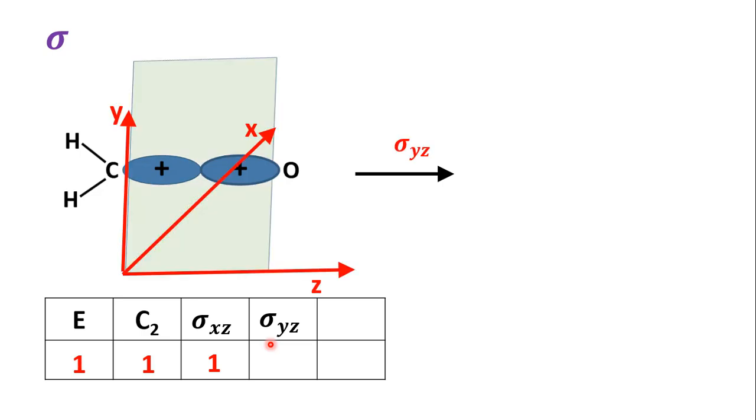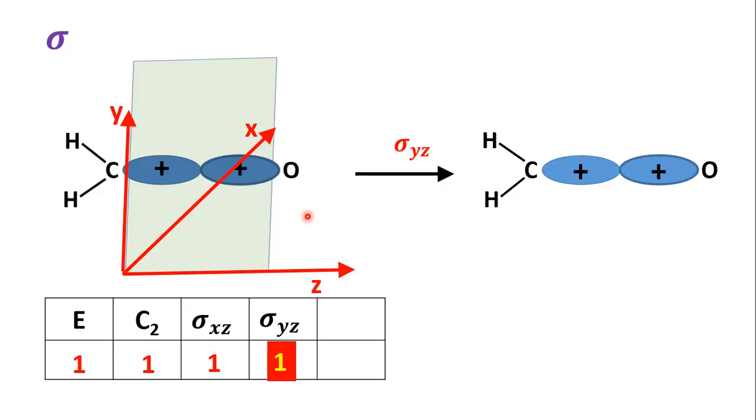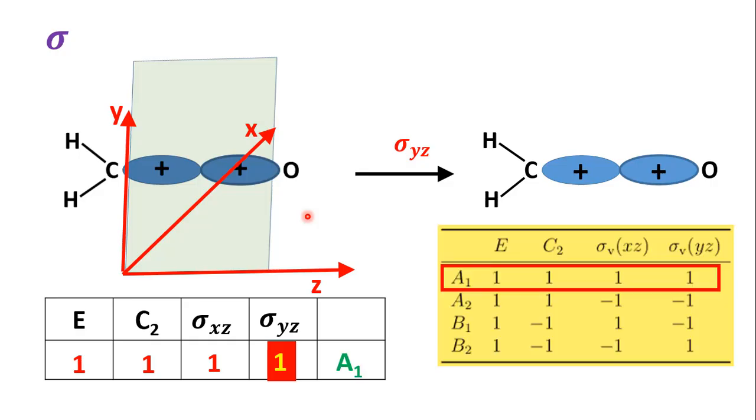When we apply sigma yz, this is the plane that cuts through the two lobes of the sigma molecular orbital perpendicular to the molecular plane. The signs are unchanged, and so we get 1. Now if you look at the character table of C2v, here we get four 1s, and we have four 1s, the same sequence. The symmetry is A1, and so the symmetry of the sigma molecular orbital in formaldehyde is A1.